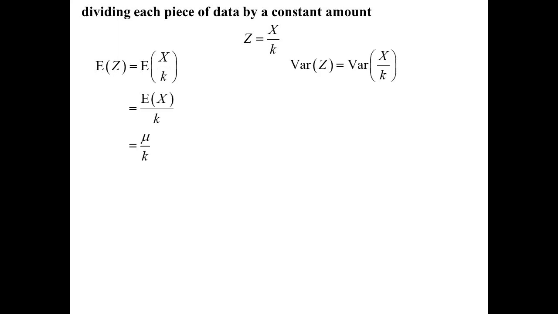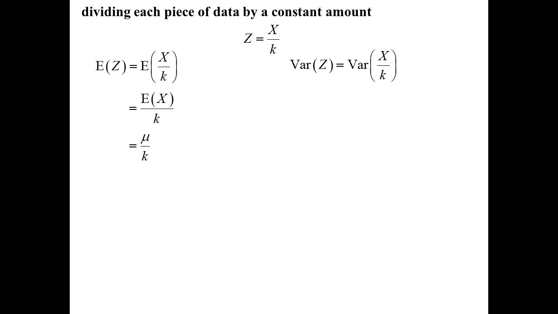Not a great way of doing it. Don't know if anyone would ever do this, but just say they went, oh, I'll tell you what we're going to do. Maybe the marks are too high, so we're going to divide every mark by the same amount. What would happen there? The expected value of z would be the expected value of x over k. The variance would be the variance of x over k. Well, expected value of x divided by a constant, so we'll get the average divided by k. Makes sense. If we divide every piece of data by k, then the average will end up being divided by k.